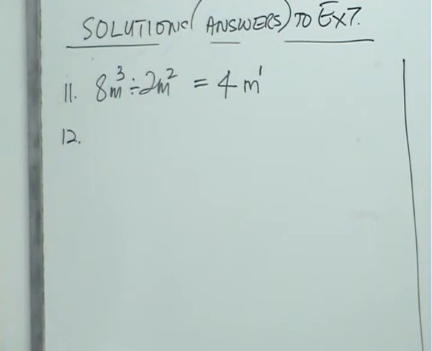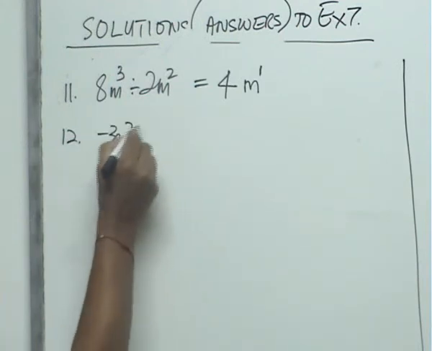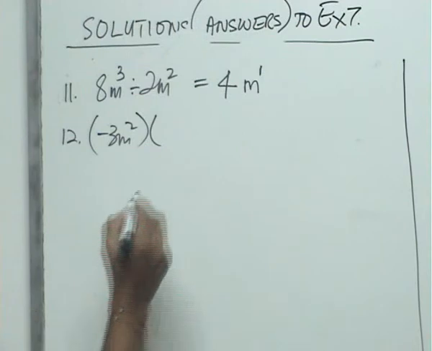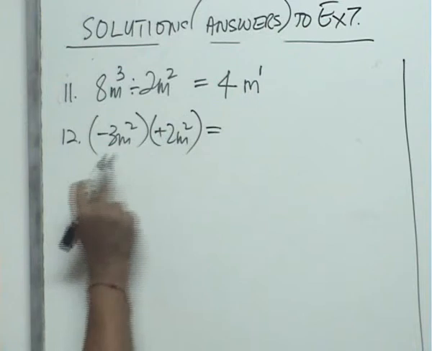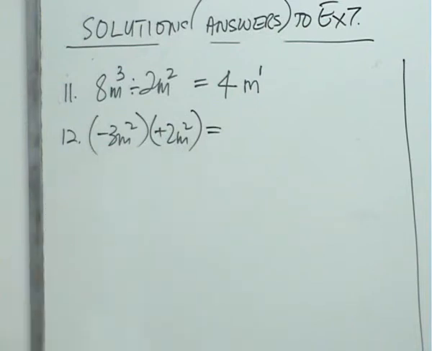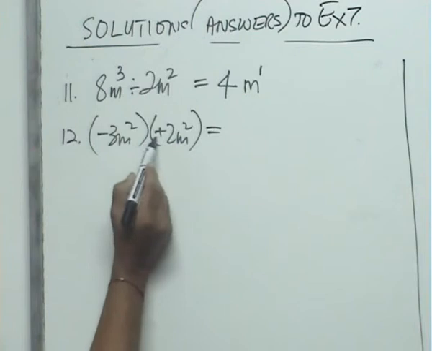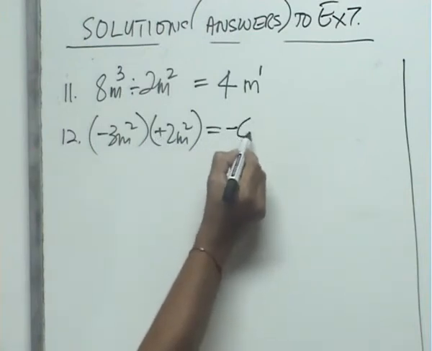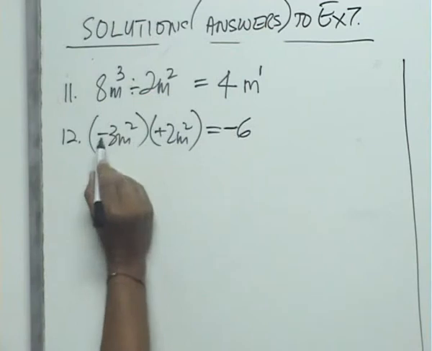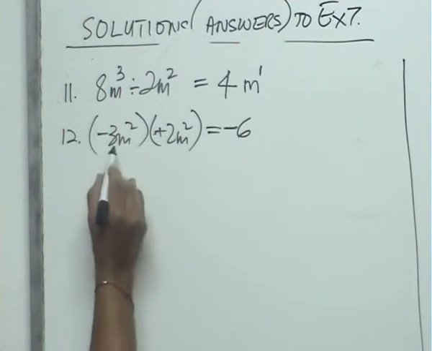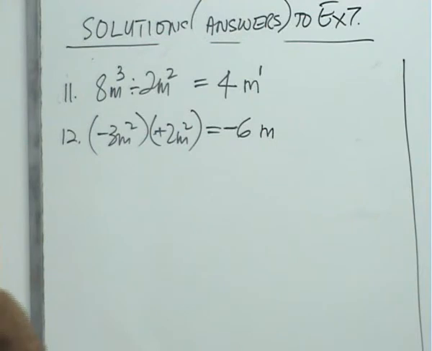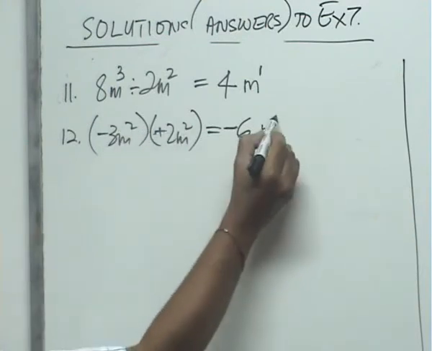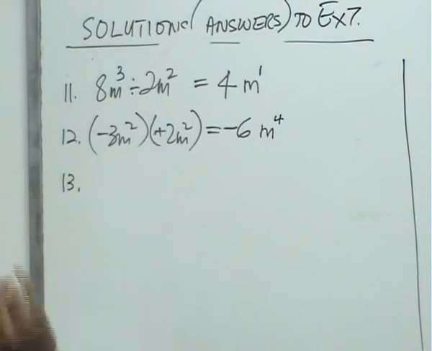Number 12. Minus 3m squared in bracket plus 2m squared in bracket. Now, the bracket means we're multiplying. The brackets means we're multiplying. So, minus 3 times plus 2 will give you minus 6. Remember your integer rules. Minus times a plus is minus. 3 times 2 is 6. Now, for the powers, m squared, write down m. And because we're multiplying, we're going to add the indices. 2 plus 2, 4.